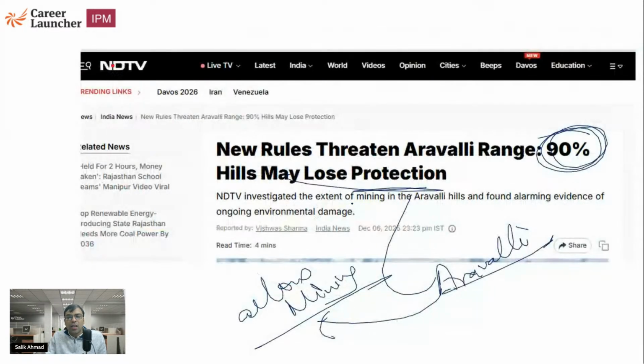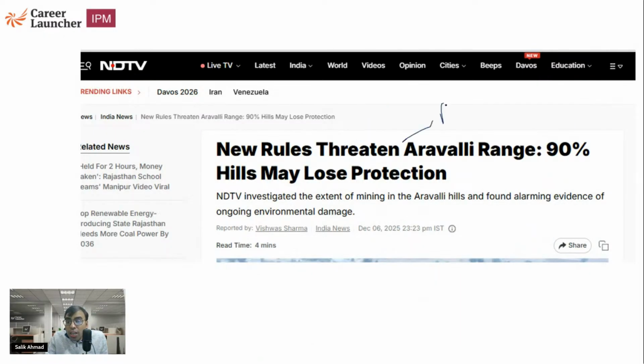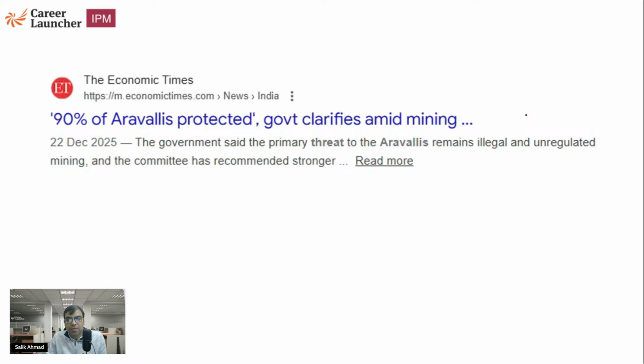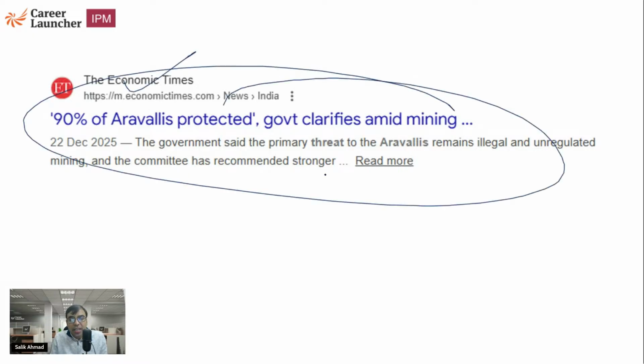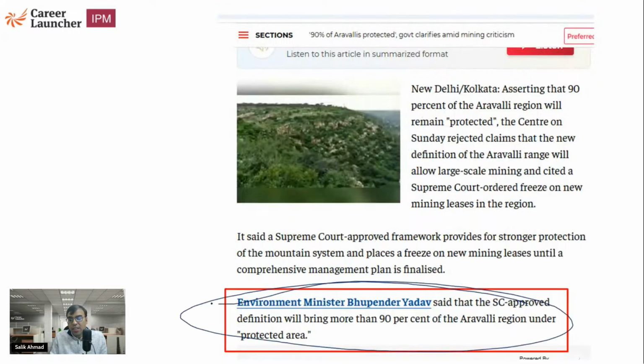Okay. So ये सब आ रहा था कि maybe अगर उस रूल्स को एक्सेप्ट कर लिया जाए तो शायद 90% Aravallis will lose protection. If it is not considered as Aravallis, then mining will be allowed वहां पर. So that was the fear among the people, and they started protesting for Aravallis, है ना. पर गवर्नमेंट ने क्लैरिफाई किया कि नहीं, 90% of Aravallis are protected. That is what the government had clarified, कि वो प्रोटेक्टेड एरिया के अंदर है, ऐसा नहीं होगा.